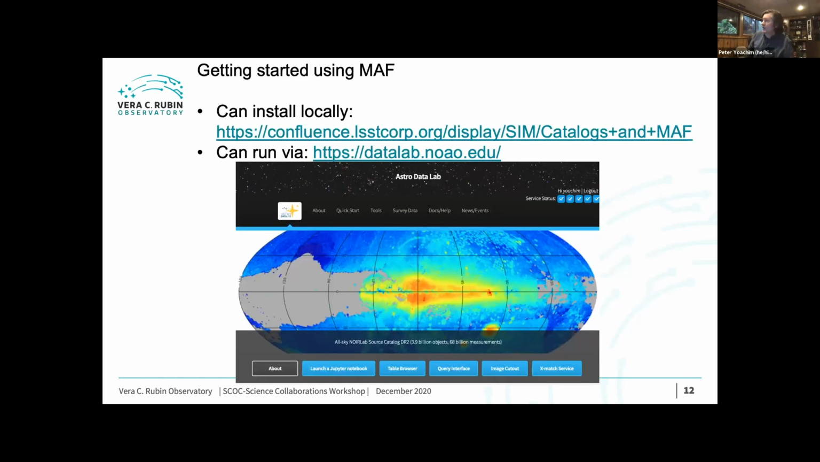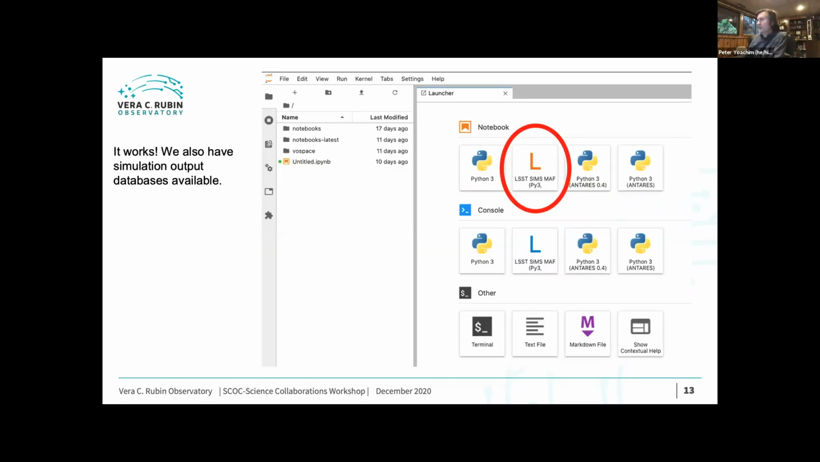Okay, so if you want to do this, please, everyone, don't log in at once. There are like 100 people logged in here, and we would denial-of-service attack Data Lab if we all logged in. So save this link for later in the week. There are instructions on how to install MAF locally. However, you can run it in the cloud at datalab.noao.edu. They have installed our software stack, and we have lots of the output databases available there. If you log in, you get a JupyterLab interface, and you can click on LSST Sims MAF, and that will bring up a Jupyter notebook that has all the MAF tools ready to go, and you can connect to databases and so on.